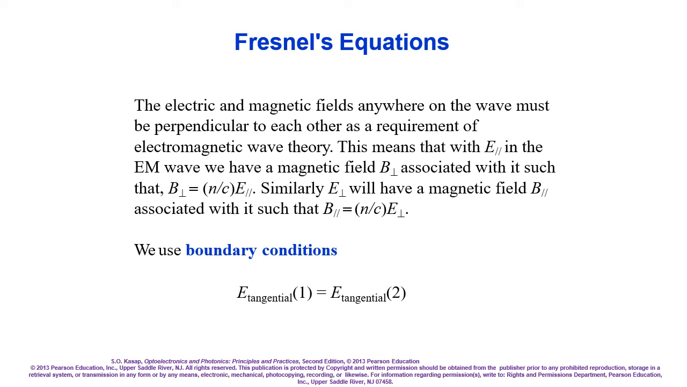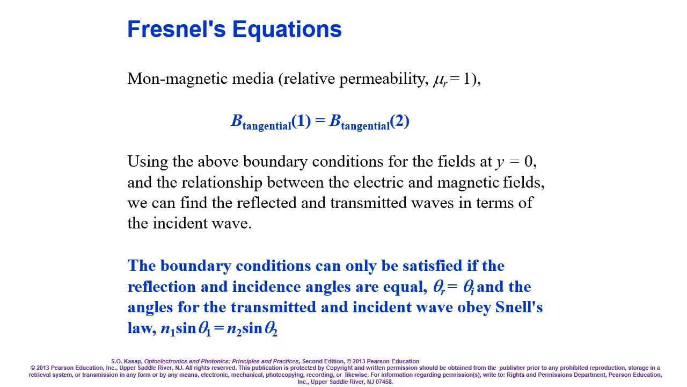Using this boundary condition at the interface, there is continuity of E tangential. So E tangential in medium 1 equals the E tangential in medium 2. Also, in non-magnetic media, where mu r equals 1, we get B tangential 1 continuous with B tangential 2. Using these boundary conditions at y equals 0 and the relationship between the electric and magnetic field, we can find the reflected and transmitted wave in terms of the incident wave.